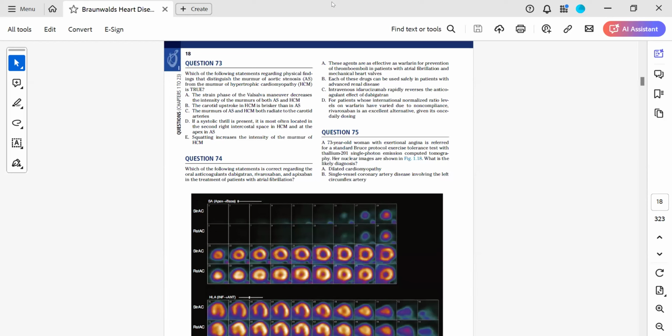Okay. Proceed. Sorry to take you back. I'm just reading here that it radiates to the suprasternal notch, but not to the carotid arteries or neck. That's the murmur of HCM. So, the suprasternal notch.